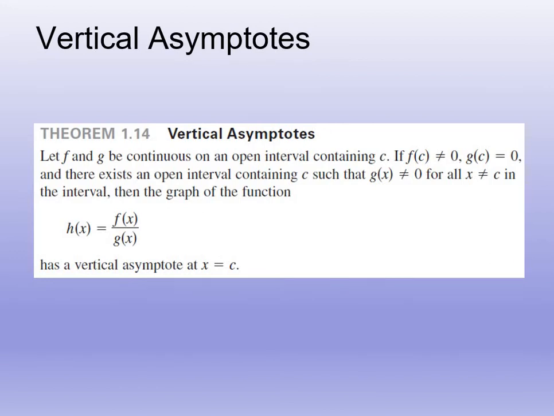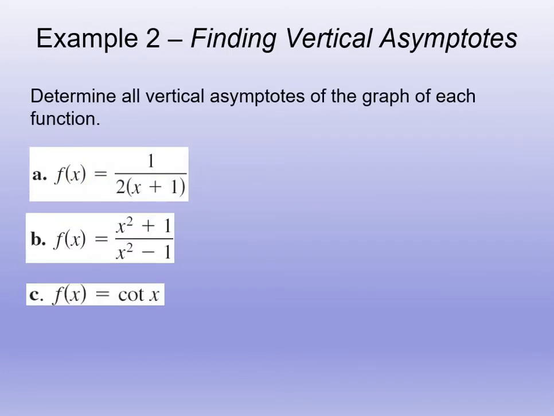We have to see, as long as f of c is not 0. So that means the numerator cannot be 0 here for this theorem to work. The numerator has to be a value, whether it's positive or negative. And then what it's saying is, wherever the denominator is 0, we're going to have a vertical asymptote at c. So if the denominator goes to 0 at c, we'll have a vertical asymptote at c. But the key is the numerator here has to be nonzero.